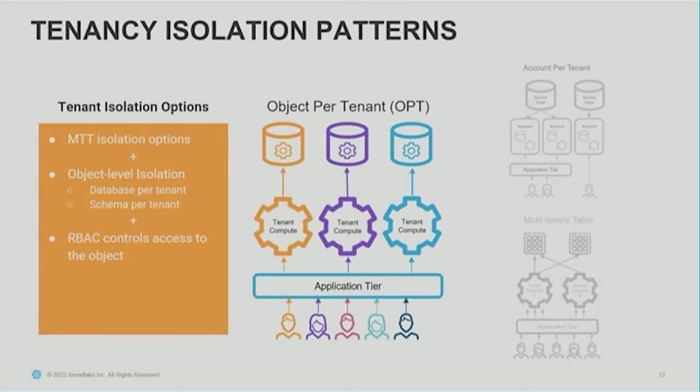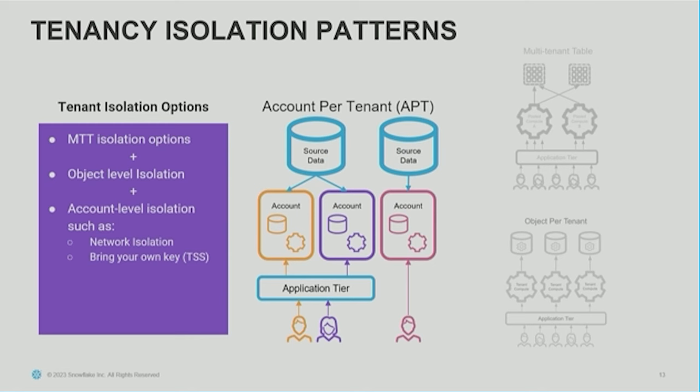The other one is called object per tenant, which is OPT. So you're going to hear the terms MTT, OPT, APT. With object per tenant, every tenant has its own set of databases and the related objects, and the data is isolated at the database level. RBAC will provide the isolation between those tenants. And as you can see here, the compute is isolated as well. Every tenant has its own set of warehouses to run their queries.